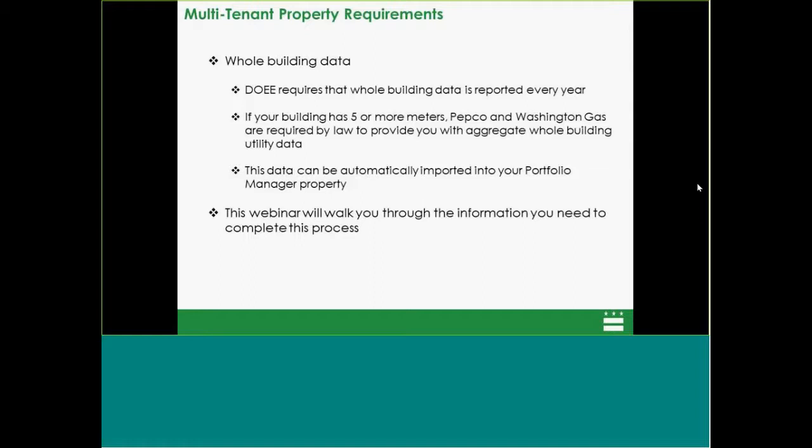DOEE requires whole building data to be reported every year, and whole building data refers to energy and water data for the entire property, including all retail, tenant, and common area spaces. For multi-tenant properties that are not master metered, this means the combination of all residential or non-residential meters that feed into the building. So if your building has 5 or more meters, Pepco and Washington Gas are required by law to provide you with aggregate whole building utility data, and this data can be automatically imported into your Portfolio Manager property. And this data is aggregated to protect the confidentiality of individual tenants' energy usage.